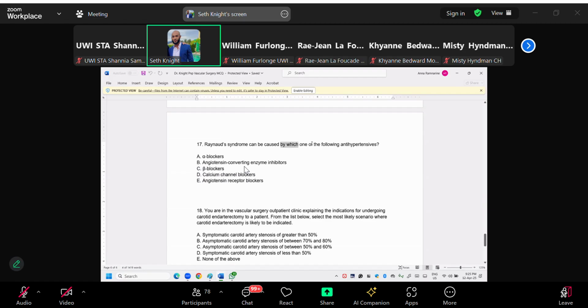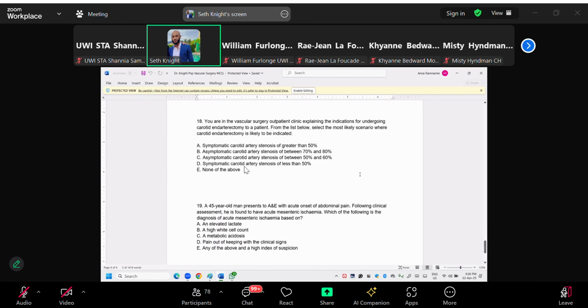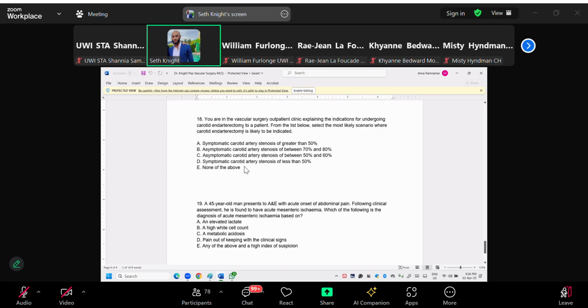So which one of the following hypertensives could cause Raynaud syndrome? It would be C, beta blockers. Calcium channel blockers are peripheral vasodilators. Raynaud syndrome is caused by peripheral vasoconstriction. So if you vasodilate them, you will make them better. So that is why CCBs or calcium channel blockers are used to treat Raynaud syndrome. Beta blockers can precipitate Raynaud syndrome or Raynaud's phenomenon. Right? The answer here is indeed A.